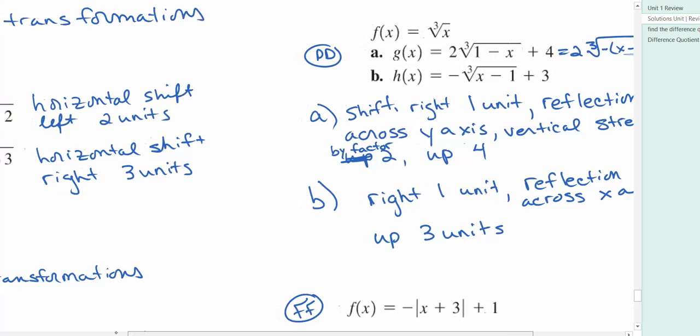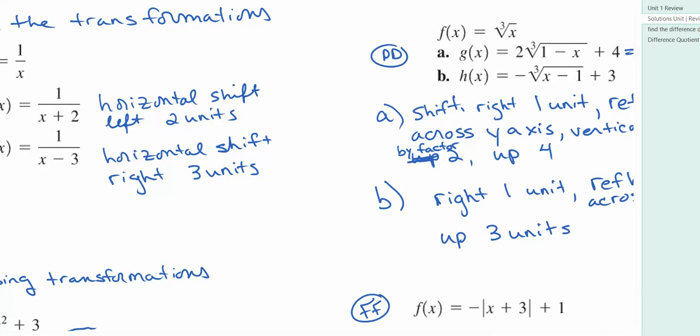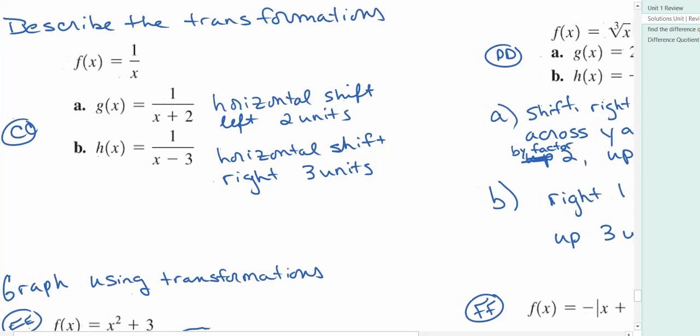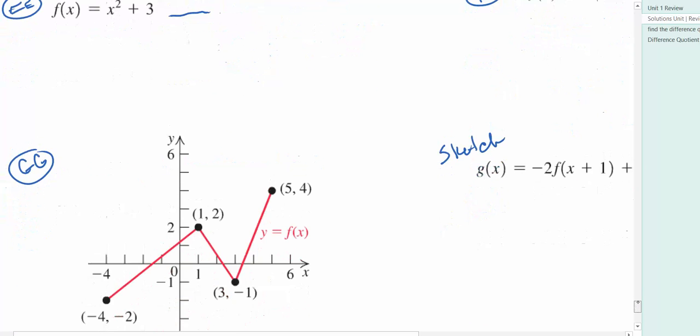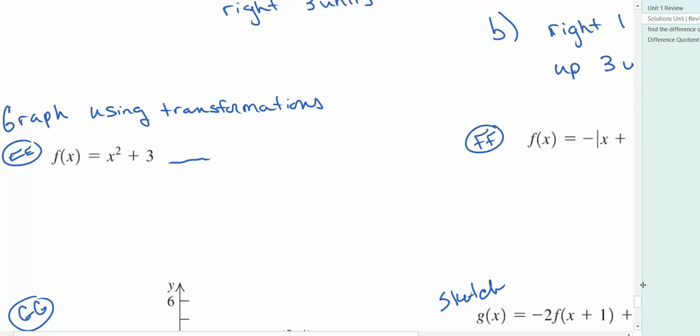Let's see what the next one is. Now we want to graph these functions based on transformations. Your parent function, I'll do in blue, would be just y equals x squared, which goes through 0, 0, and 1, 1, also negative 1, 1, and then 2, 4, and negative 2, 4. That would be your original function in blue. That's just your y equals x squared. And then I'll do f of x in red.